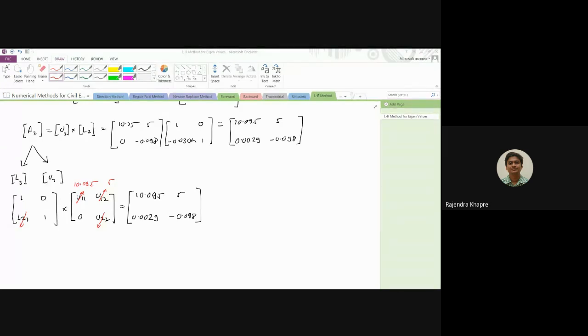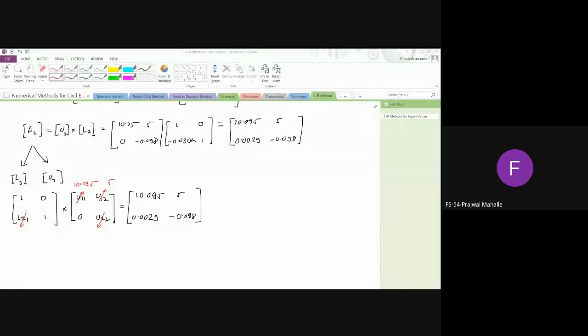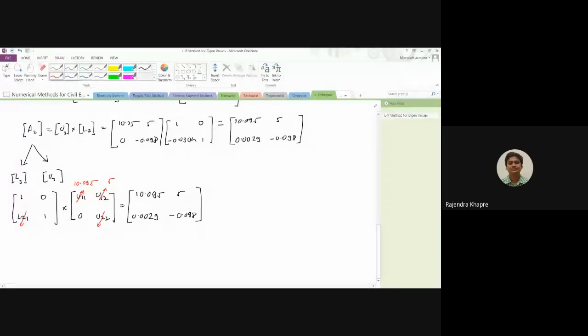Yes, sir, anyone? That will be 10.098, it is 10.095. Sir, one second. Yes, 10.098, Prajwal, you are saying U11? Sorry, U11, it is 10.095. I want L21 and U22.